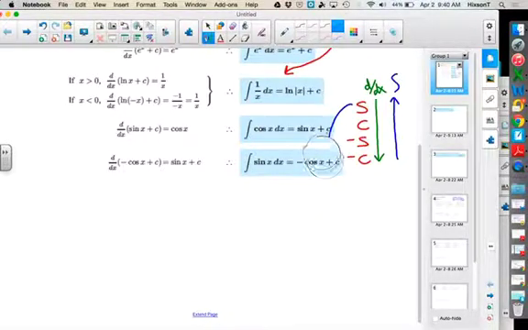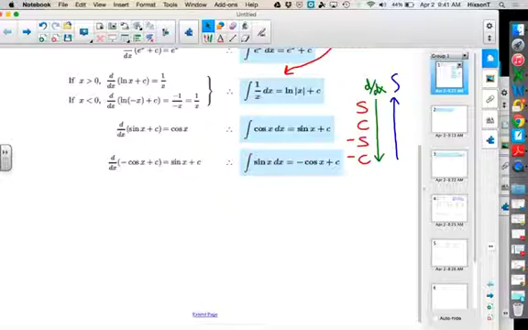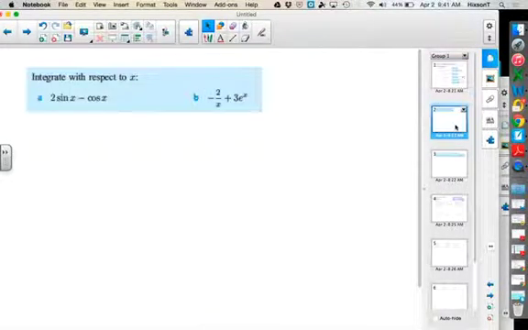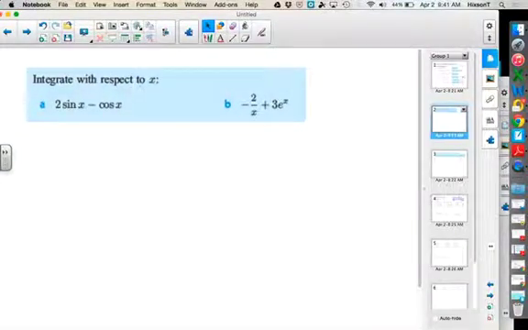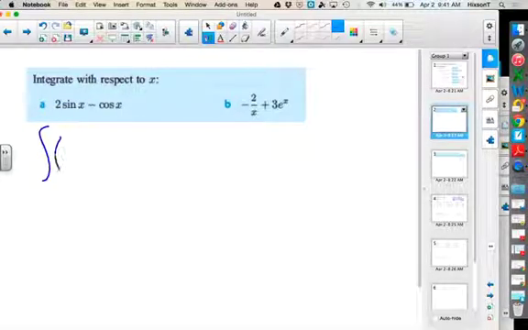It really takes no time at all to write that down, and it helps you keep your positives and negatives straight. It's easy to mess up. All right, so let's practice a couple using some of the new rules, and then we'll look at one additional item. It says integrate with respect to x: 2 sine x minus cosine x. Anytime you're asked to do this, make sure you write down the original problem. So we have the integral of 2 sine x minus cosine x dx.